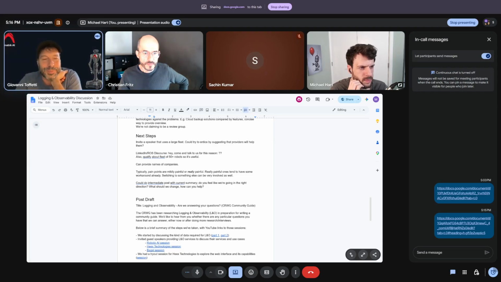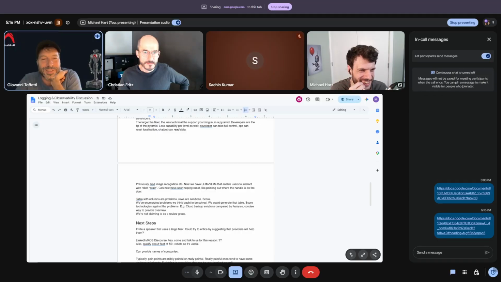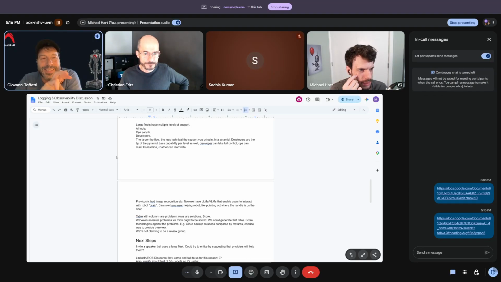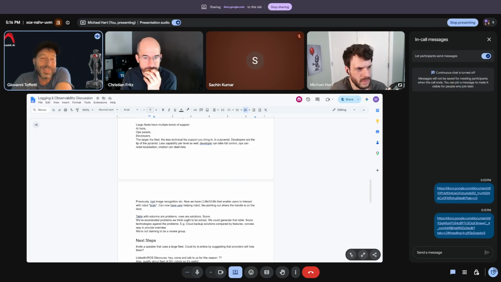That you just scrolled past one. This one, the one about the fleet sizes and the different needs for observability that you have there. Yeah, large fleets have multiple levels of support. I think these are also nice considerations that we shouldn't hide. We should actually make them prominent because it's true. It's real. The observability changes depending on the maturity of your product and how many you have in the market.